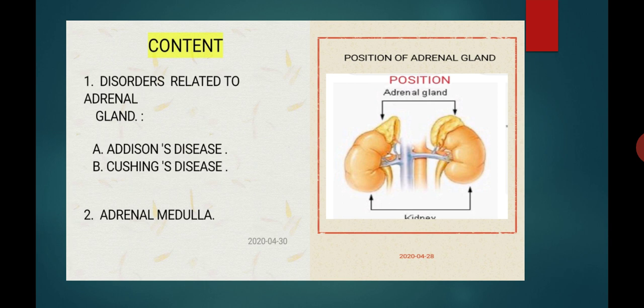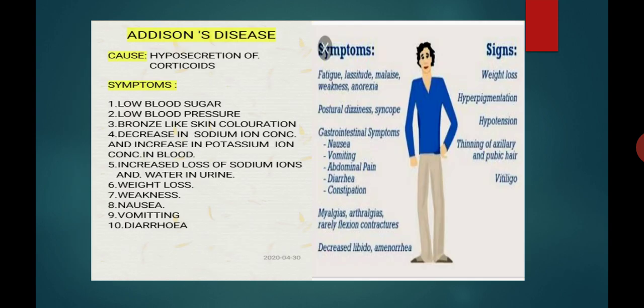So students, let's start with our first disorder related to the adrenal cortex. Number one, that is Addison's disease. It is caused due to hyposecretion of a corticoid hormone. Means if the corticoid hormone is secreted in a very small amount, it causes a disorder. That disorder is called Addison's disease.